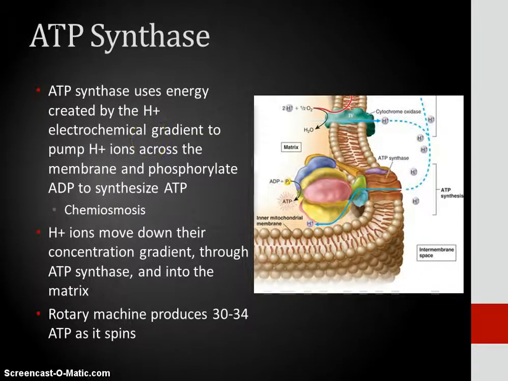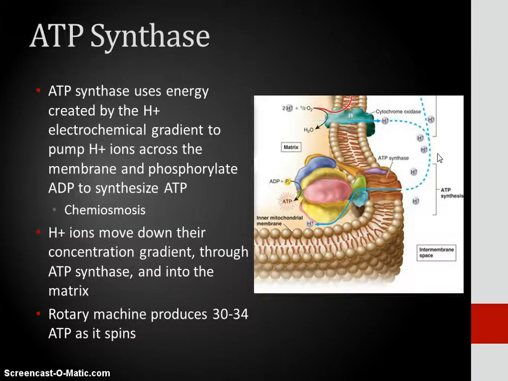So now what does that electrochemical gradient do? This is where we turn to ATP synthase, which is the last step in cellular respiration. ATP synthase is located at the bottom, or is the last step of the electron transport chain. ATP synthase uses energy created by the H+ electrochemical gradient in order to pump ions across the membrane and phosphorylate ADP to synthesize ATP. And this process is called chemiosmosis.